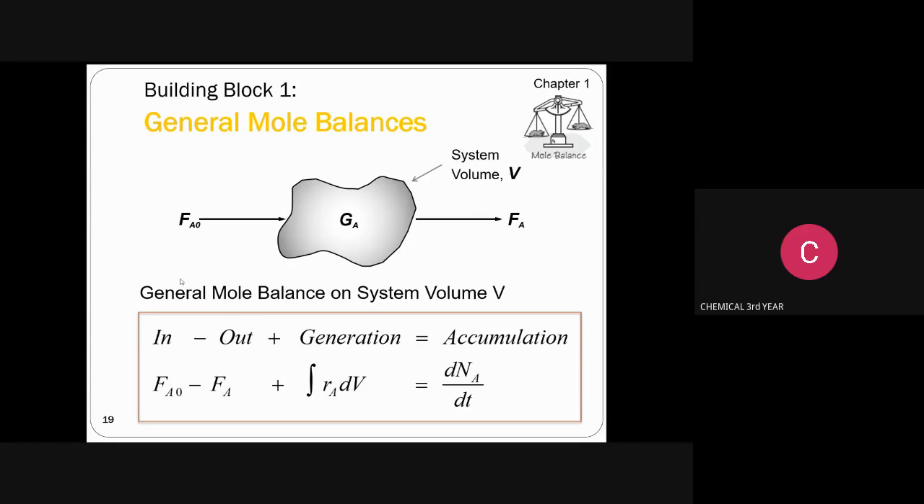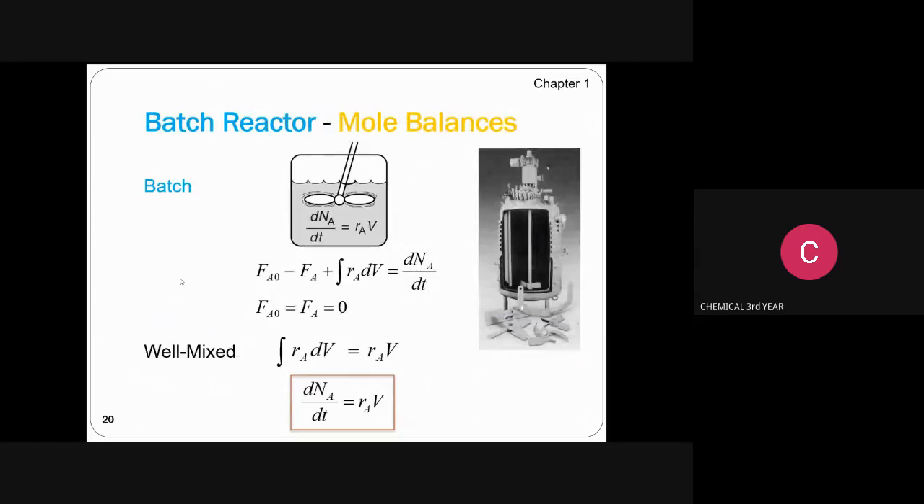According to the building block diagrams, you all know the basics chapter, like the mole balance, or else the mole balance one, two, three diagrams. This is the mole balance equation for the batch reactor. The final equation of the batch reactor mole balance equation is dNA divided by dt equal to RA V. Okay. This is the diagram of the batch reactor.